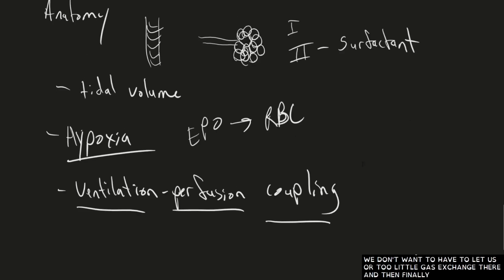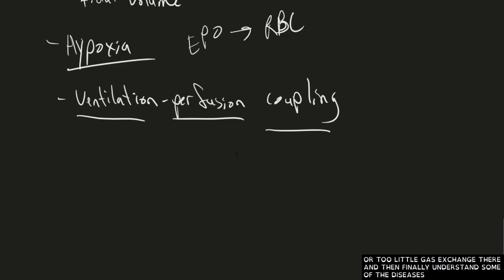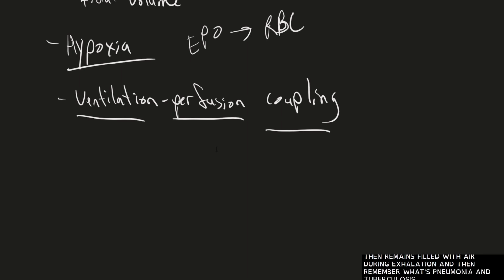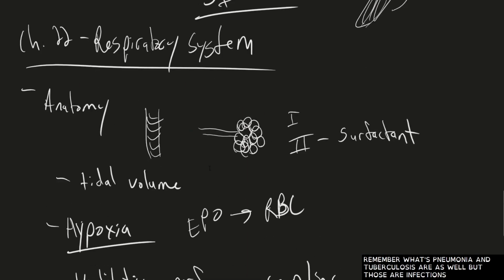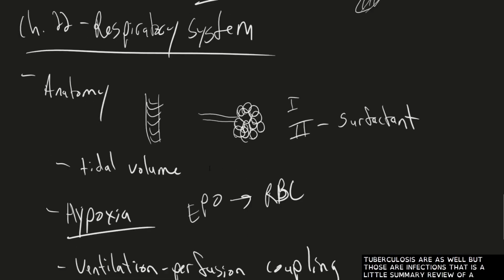And then finally, understand some of the diseases of the respiratory system. So know what tuberculosis, pneumonia, and emphysema are. So for example, emphysema is when the walls of the alveoli are destroyed, and that produces abnormally large air spaces that then remain filled with air during exhalation. And then remember what pneumonia and tuberculosis are as well. Both of those are infections.